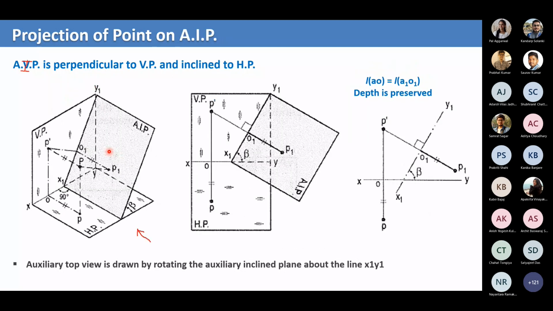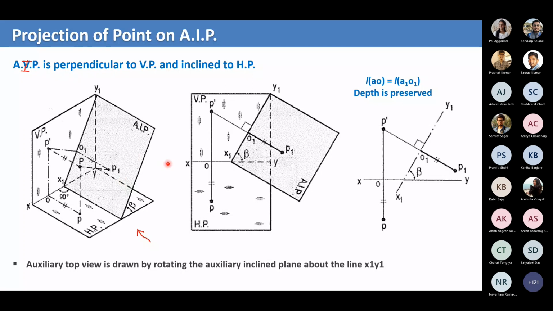Whereas if you go to the auxiliary inclined plane, this is the auxiliary top view. That's why we label it as just lowercase. Since we have already used small p, we don't want to get confused. That's why we use P1. If you want another auxiliary top view on another auxiliary inclined plane, you label it as P2. So these notations are to be noted. Front view is with dash and top view is without dash. And you can just go on with the increments P, P1, P2, P3, like that.